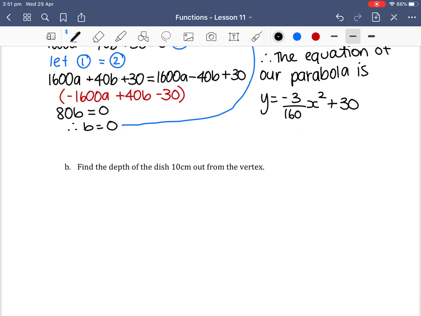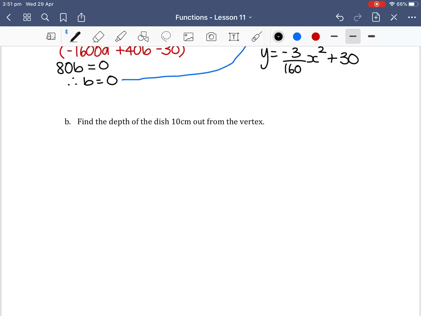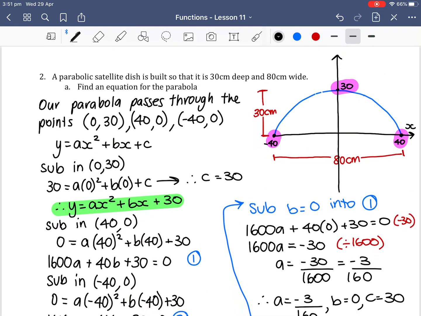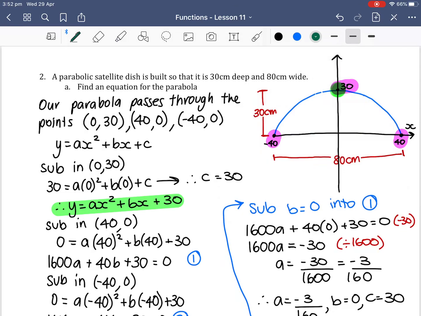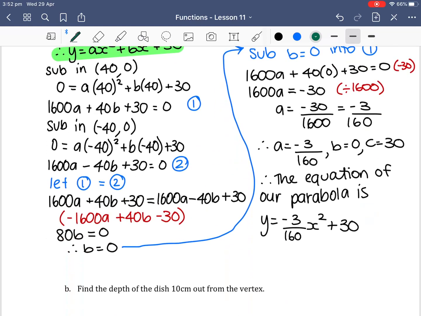Moving on to B, we want to find the depth of the dish 10 centimeters out from the vertex. So if we look back at our equation, our vertex is the point here. It is the point at the very top or the very bottom of our parabola. So it is the point 0, 30, and we want to find the depth 10 centimeters out. If we go 10 centimeters out, it would be here at x equals 10, or it could be the other way at x equals minus 10. So we could sub in x equals 10 or x equals minus 10.